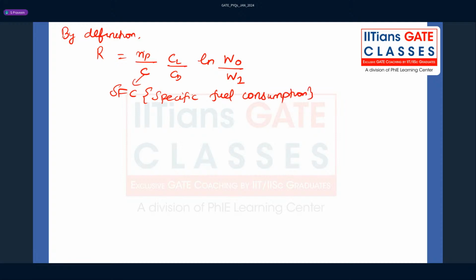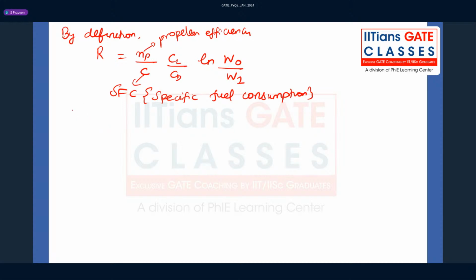And eta P is my propeller efficiency. And CL/CD, obviously, is the lift to drag ratio, and then the logarithm of the original weight to the weight after it has consumed fuel. Which means let's do this situation one by one.